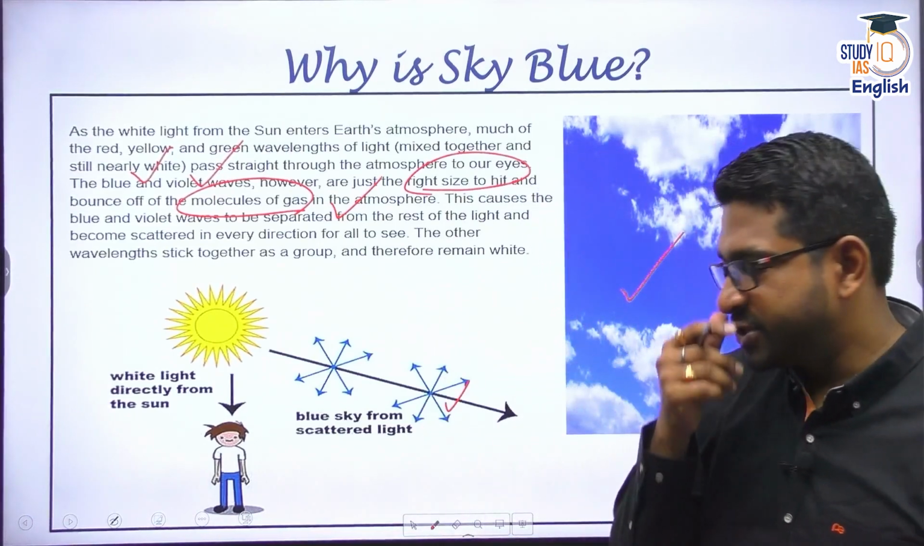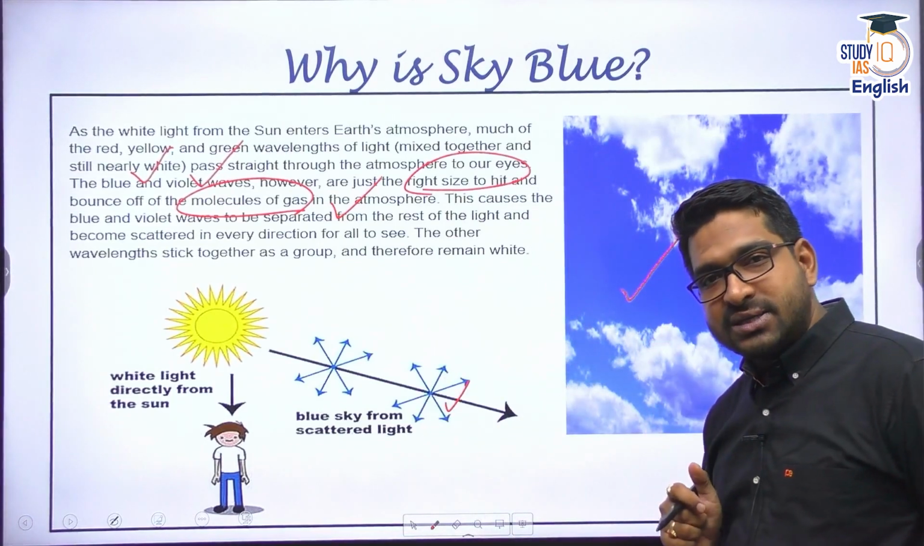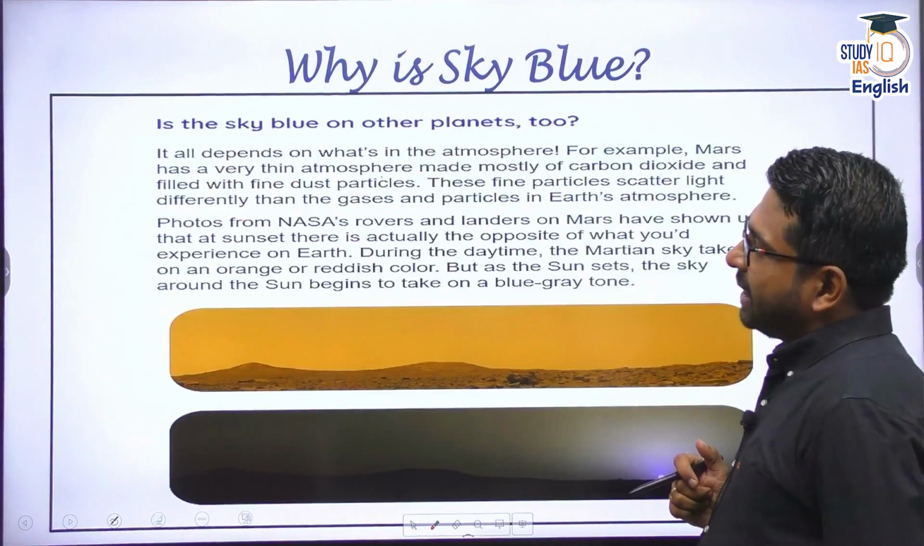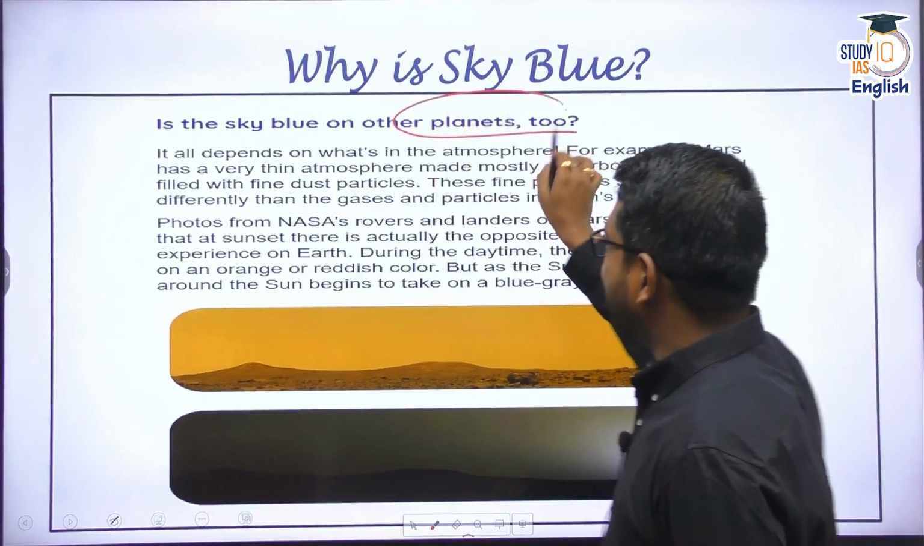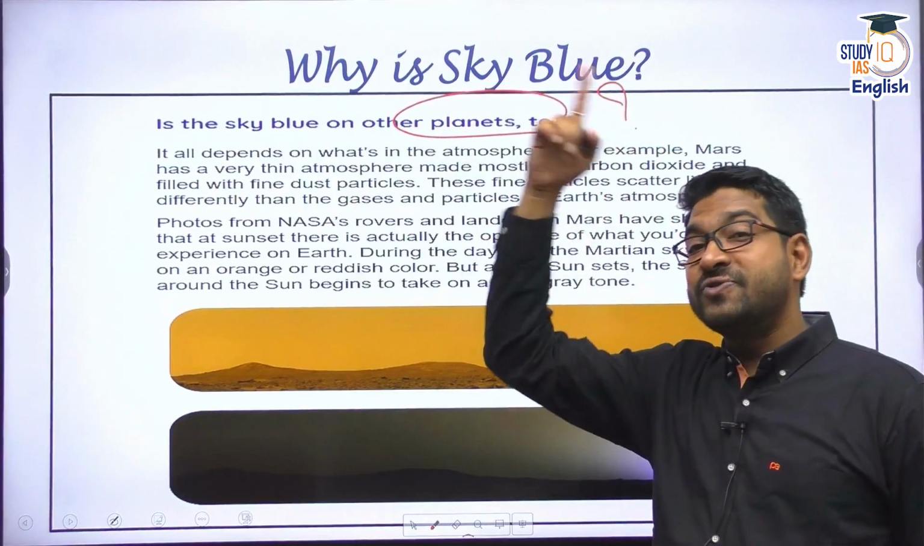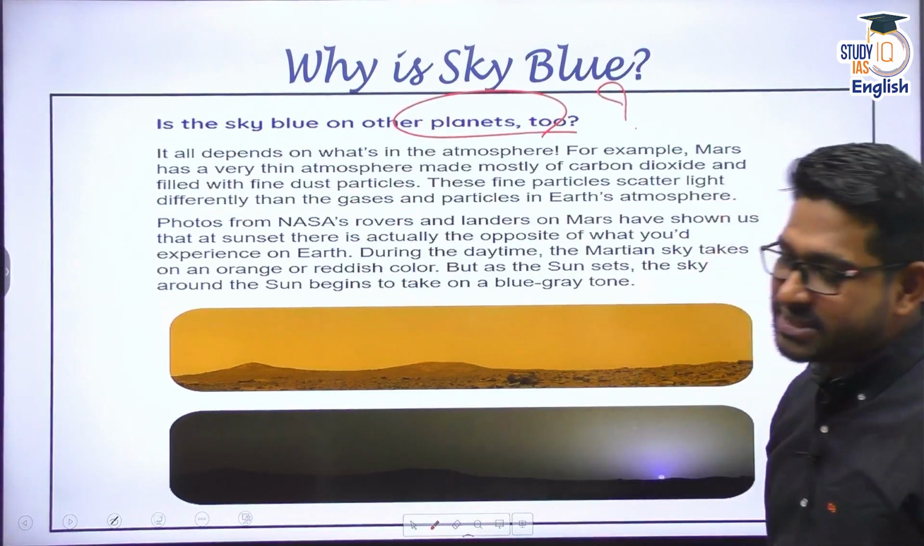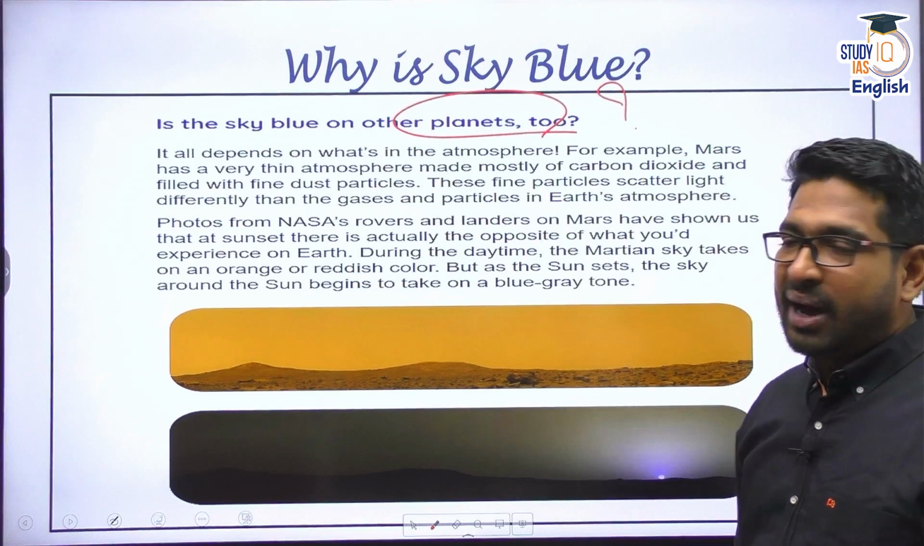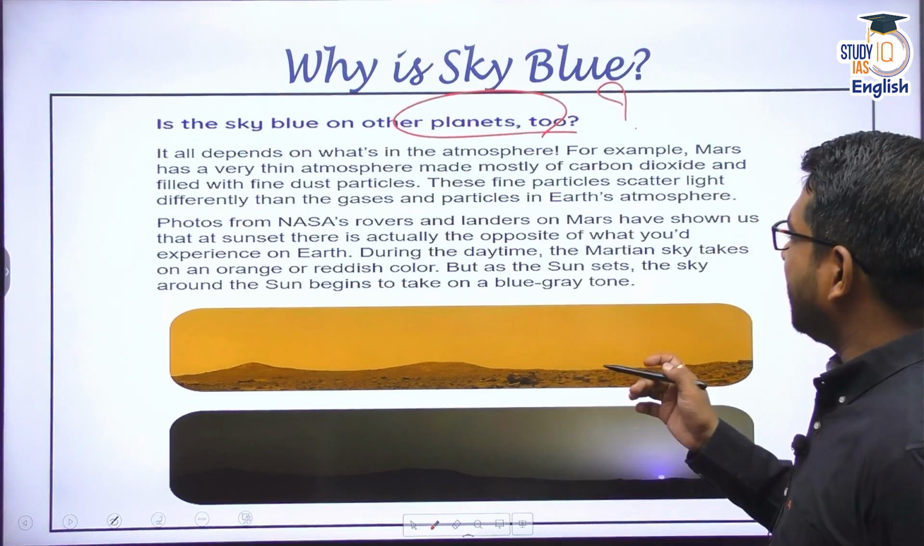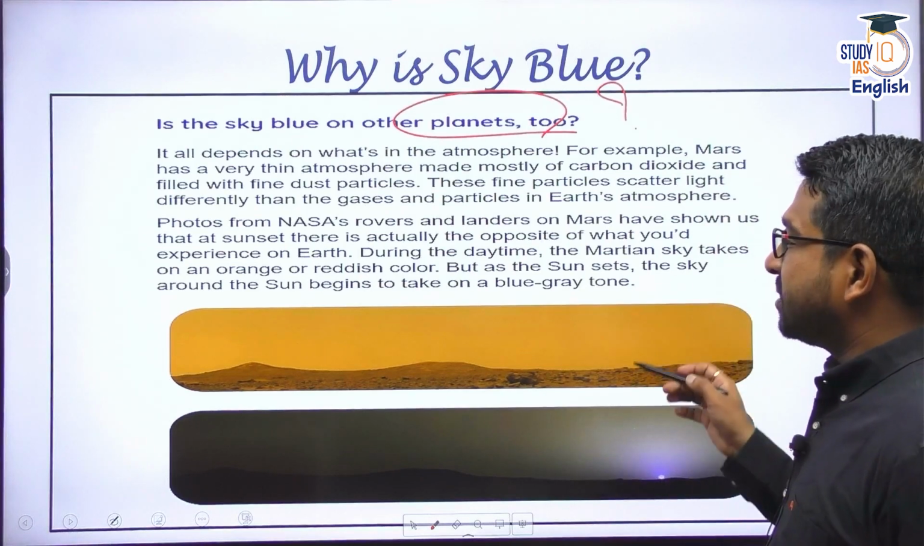Now you must have a question. Sir, you said that the sky is blue on Earth. Is the sky blue on other planets as well? That depends. That depends on the atmosphere of that particular planet. In fact, NASA's imagery has shown us that the sky on Mars is a little different in color.